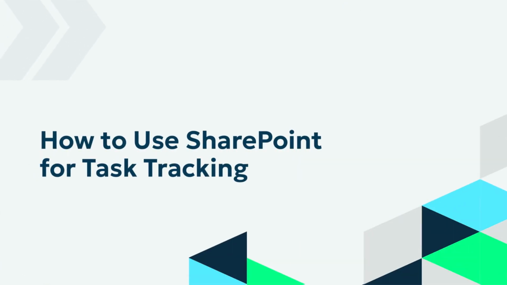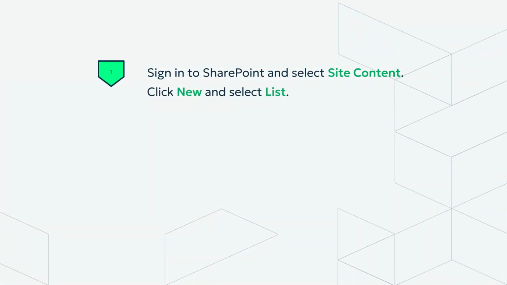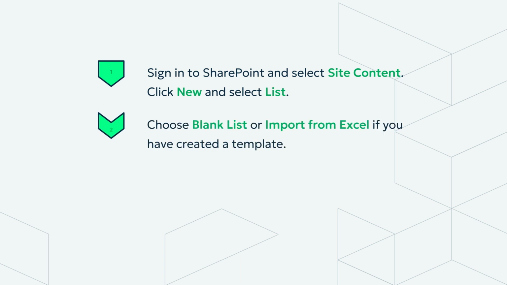Creating and sharing a checklist of tasks on a platform like SharePoint can help you track the onboarding status per client and technician. To make one, sign in to SharePoint and select Site Content. Click New and select List. Choose Blank List or Import from Excel if you have created a template.